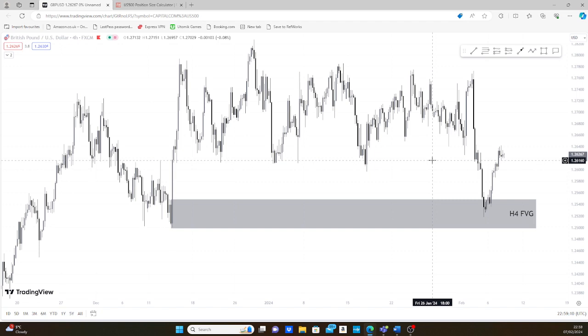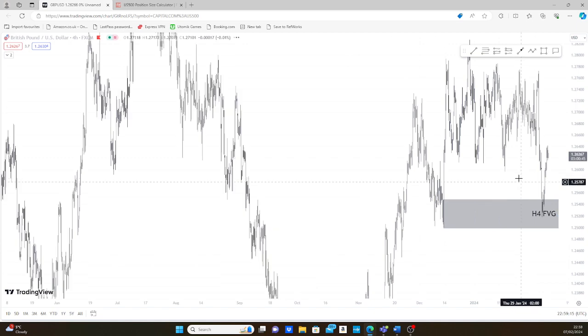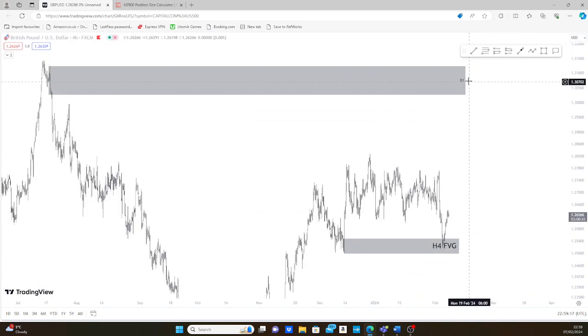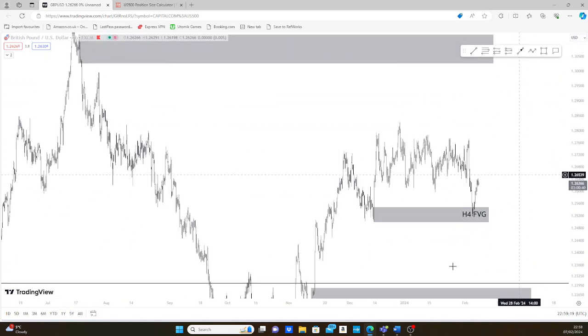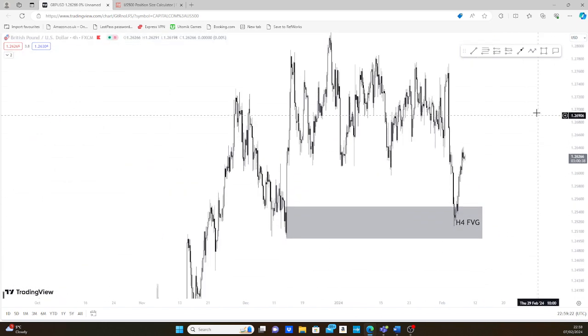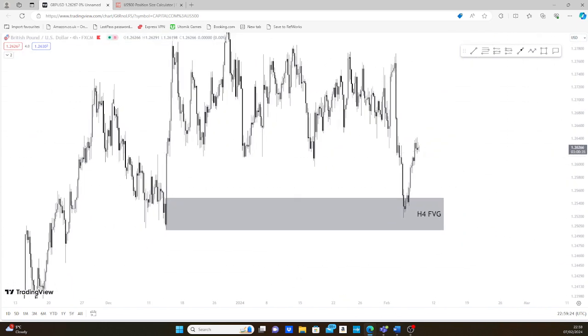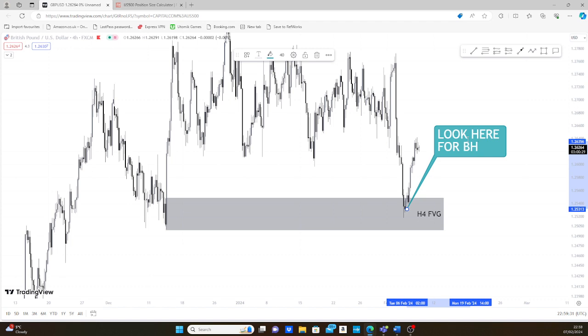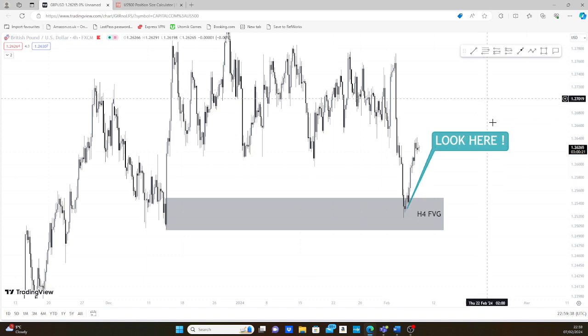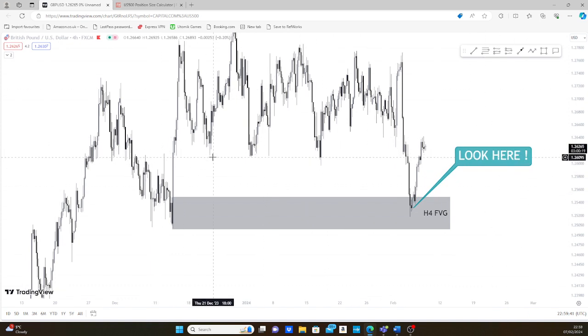But how have we framed that, right? So remember we started on the daily, and the daily has fair value gaps above us that we want to target. This is our daily fair value gap. But the 4-hour fair value gap is used as an area of interest to propel higher prices, right? So we look here for higher prices, because this is a 4-hour inefficiency. So notice how we're using all the time frames in conjunction now.